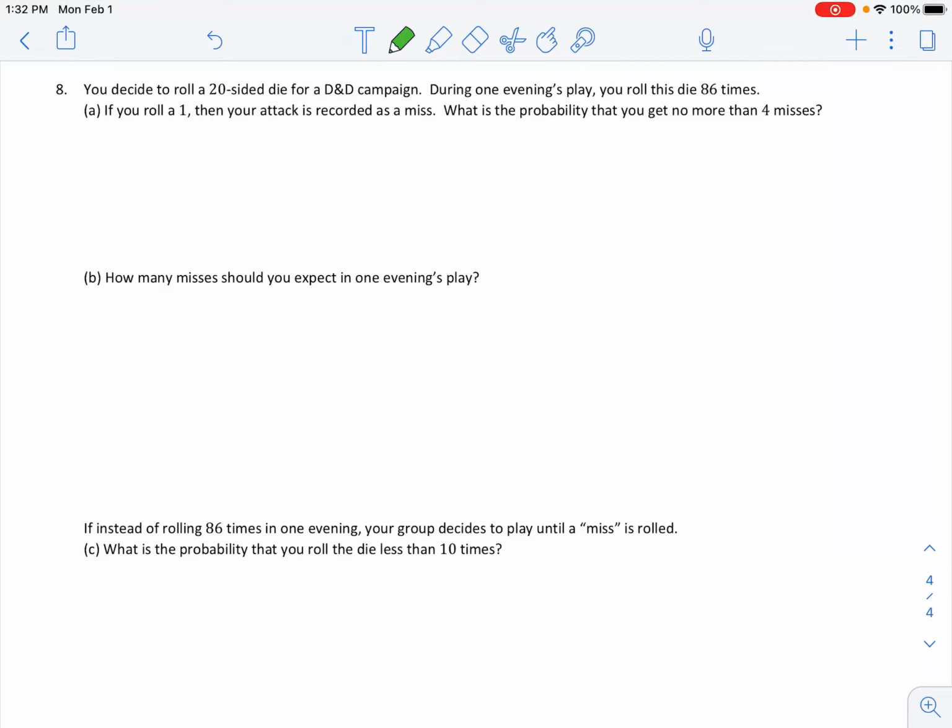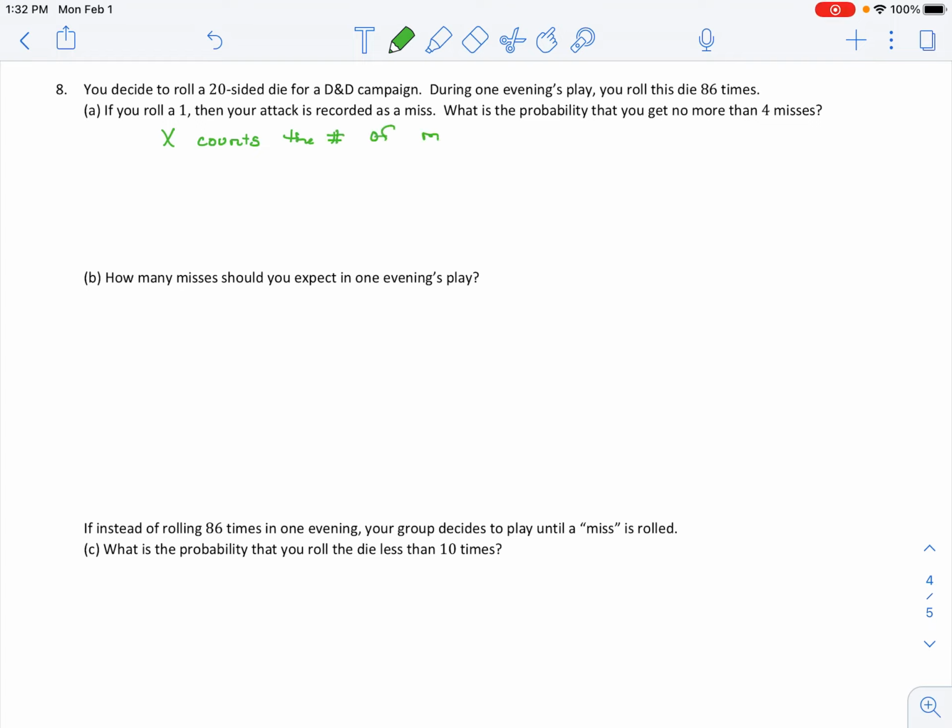So you're playing D&D and you have a 20-sided die. During one evening's play, you roll this 86 times. A 1 is recorded as a miss. We're finding the probability that you get no more than 4 misses. So let's use X as, I'm going to say X counts the number of misses.